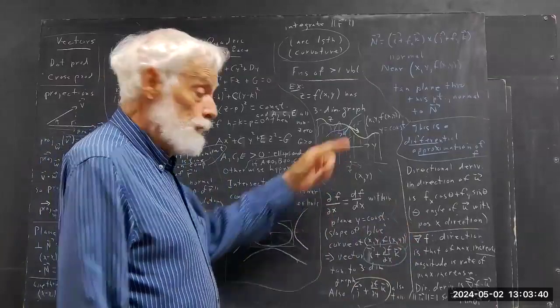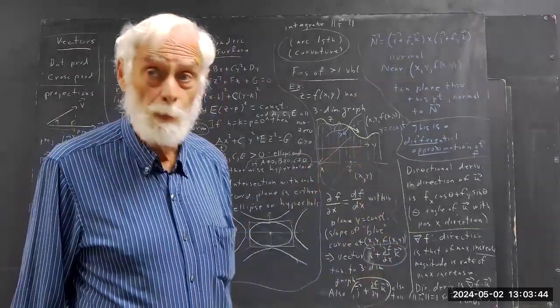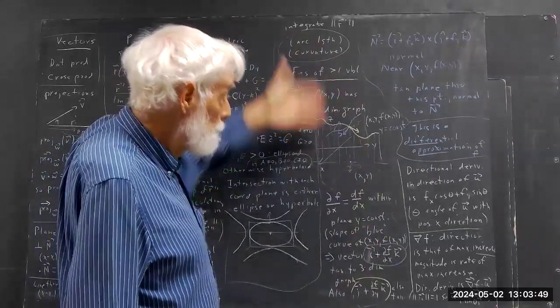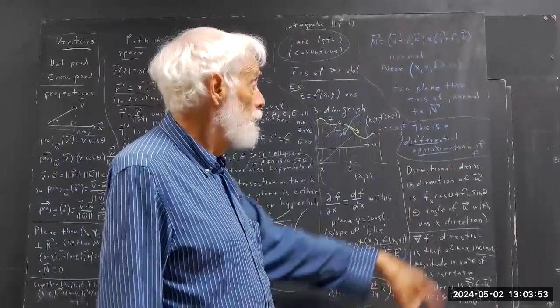Okay? So take their cross product, you've got the normal of the tangent plane. And these vectors are perpendicular because these planes are perpendicular. Okay. So anyhow, there's your normal vector, tangent plane.